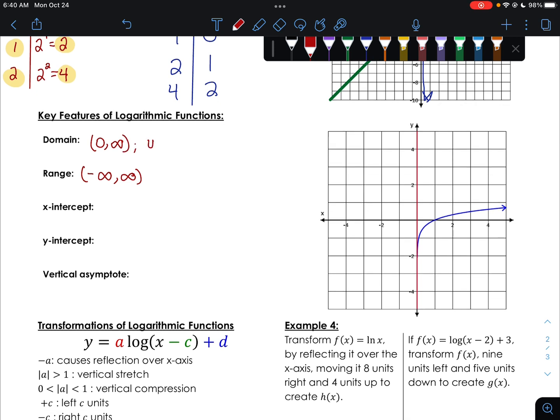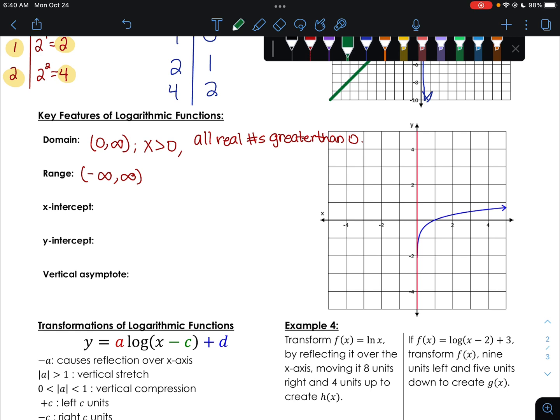We can say x is greater than 0, or we could say it in words, all real numbers greater than 0. Okay, all three of those are the exact same thing.